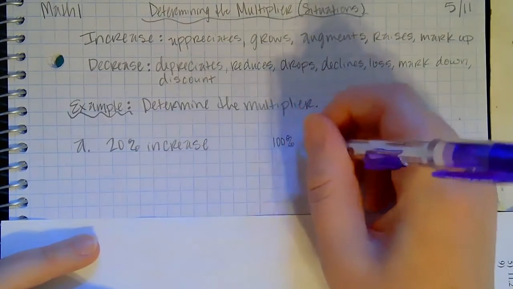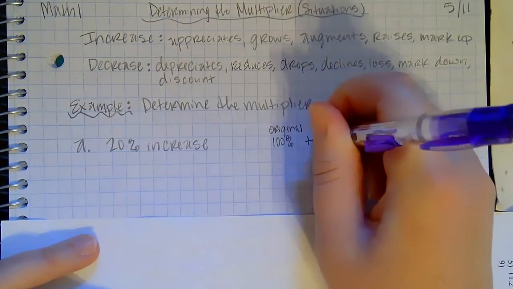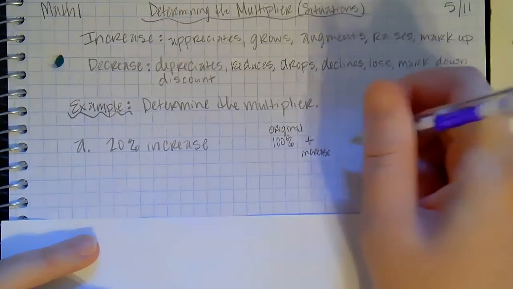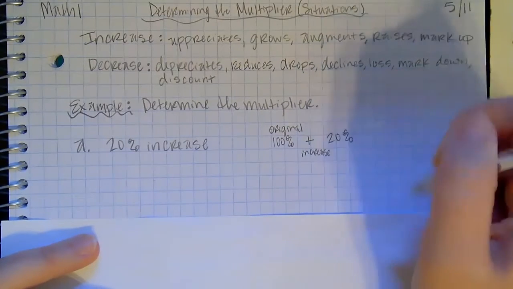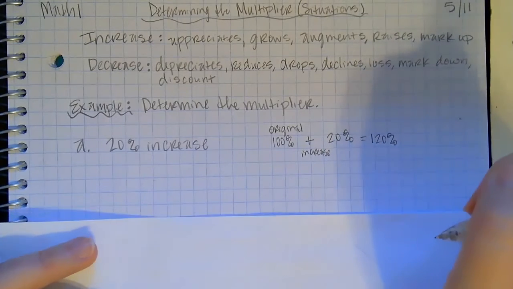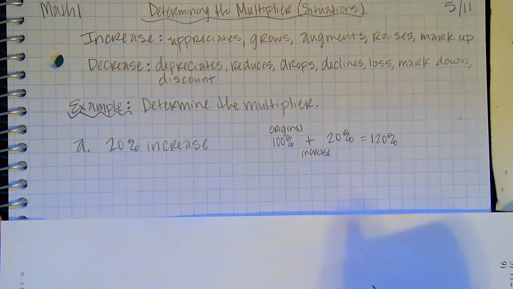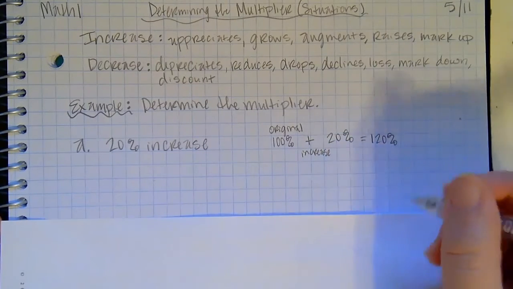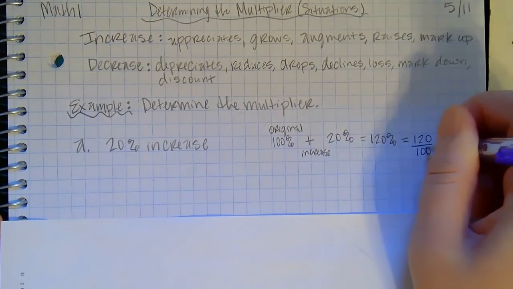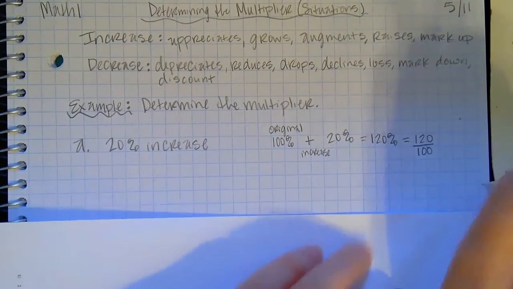So the 100% is the original. And it's been increased, so increase is adding by 20%. So then that would give me 120%. And then to find the multiplier, I'm going to turn this into a decimal. So whenever you want to turn a percent into a decimal, you can either think of it as 120 out of 100, because percents are always out of 100, percent, cent meaning 100. And then you can divide it.